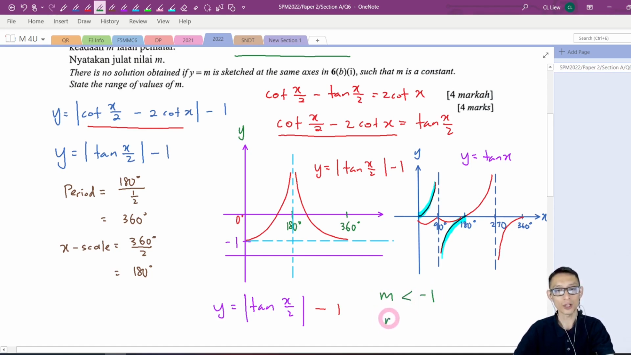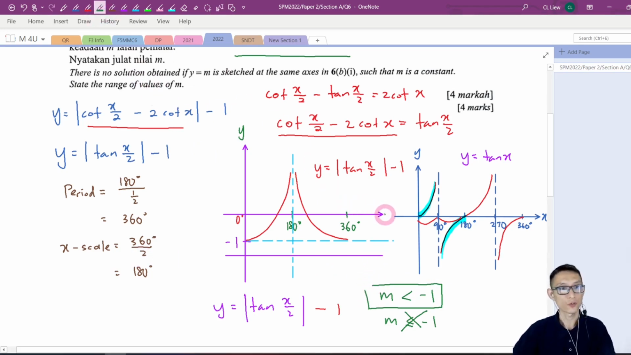So can we write this as less than or equal to minus 1? Cannot, because if you draw it over here, that would be two solutions as well, right? One solution over here, one solution over here. So the question requests for no solution. So definitely the horizontal line that we draw must be below this minus 1. So this is not correct. So the range of value of m is less than minus 1.